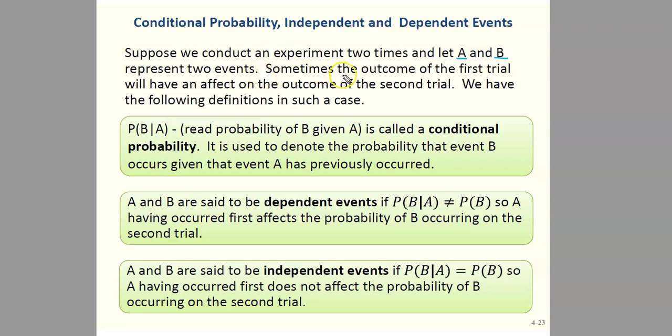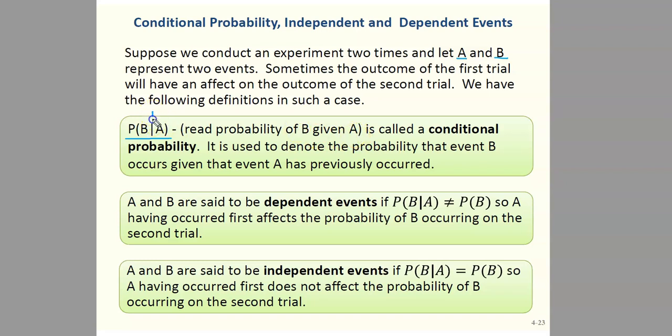Now sometimes the outcome of the first trial will have an effect on the outcome of the second trial. In such a case, we have the following definitions. So the first definition here, we define what is called a conditional probability. Now, this notation here is read the probability of B occurring given that A occurred previously.